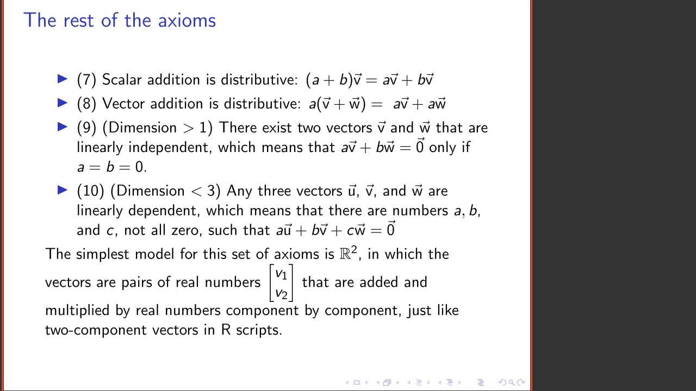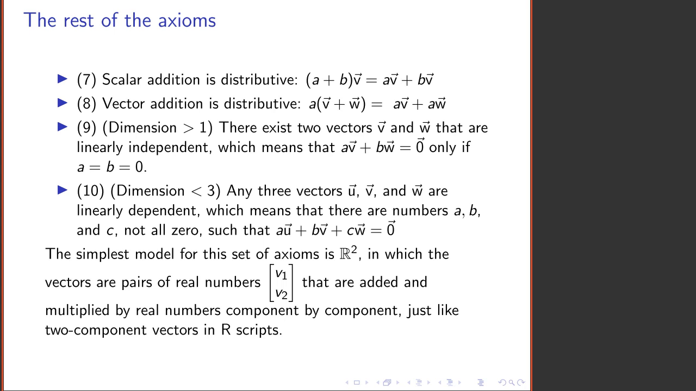For a two-dimensional vector space, I need two other very important axioms. One says that the dimension of the space is greater than 1, and the axiom states that there exist two vectors that are linearly independent. By linearly independent, I mean the only way you can make the zero vector by adding a multiple of a to a multiple of b is by choosing a equals b equals 0. If you think of vectors as arrows drawn in a plane, this simply means there are two vectors that point in different directions. They're not all along the same line.